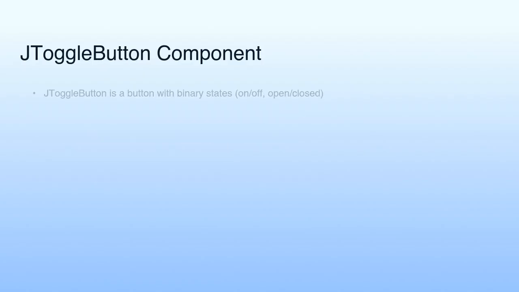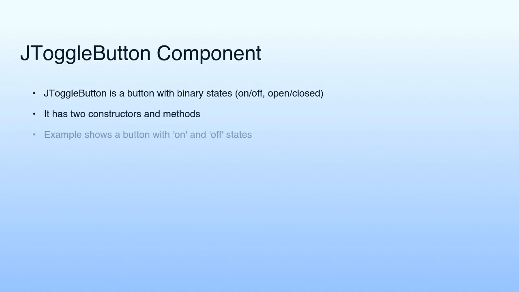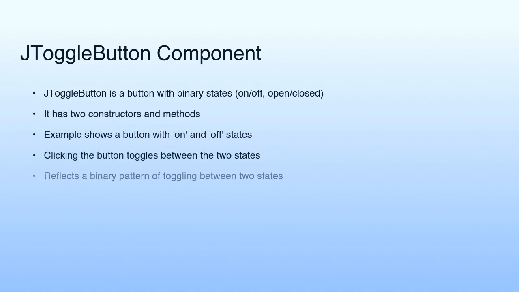The JToggleButton component presents a button with binary states, such as on-off or open-closed, toggling between these states with each click, as illustrated in an example that demonstrates the button's behavior and state changes.